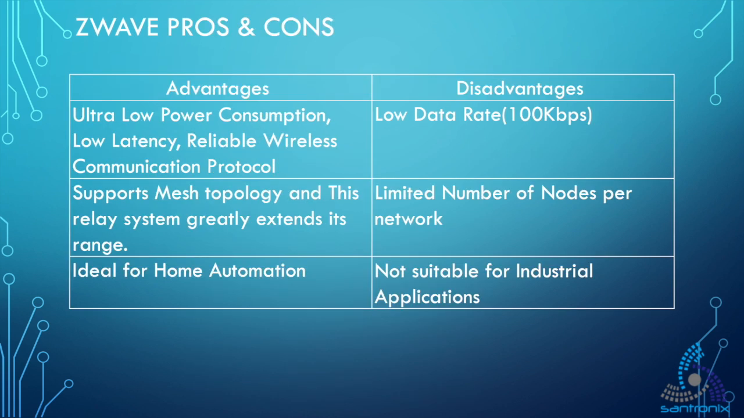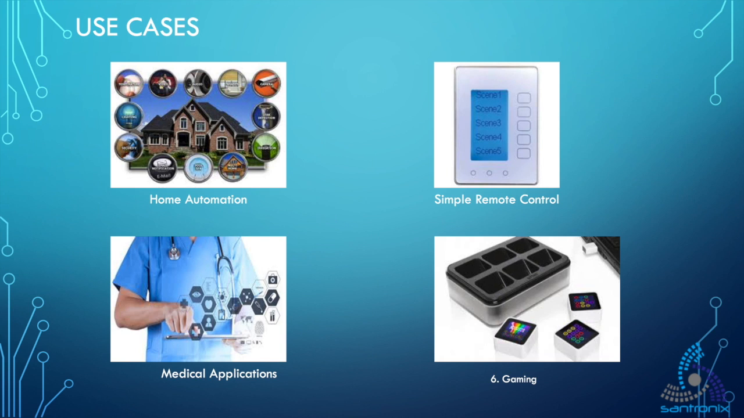When we look at the advantages and disadvantages, the advantages of Z-Wave are that it's ultra low power consumption. It has a low latency, so it's very fast. It forms a reliable wireless communication protocol. It supports mesh topology, and this greatly extends its range. And it is also ideal for automation. Whereas the disadvantage is that it still has a low data rate of around 100 kbps. Also, a limited number of nodes can be connected per network, and that's the reason it's not that perfect.